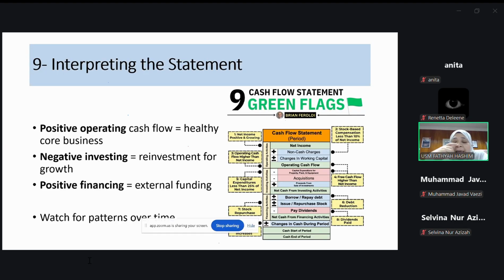As for financing activities, a positive financing would suggest that the company is actually requiring or inviting external parties, the shareholders, the bondholders, to pump in money for the company for whatever purpose. Normally, we have the funding, then we make investments, right?